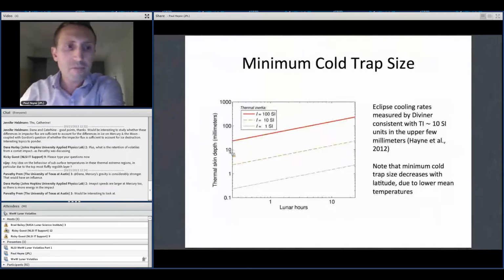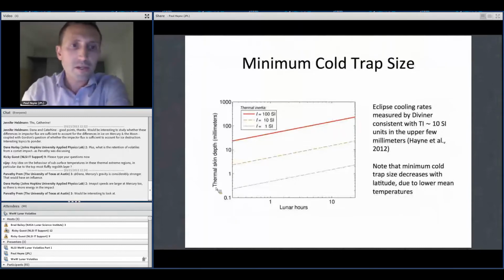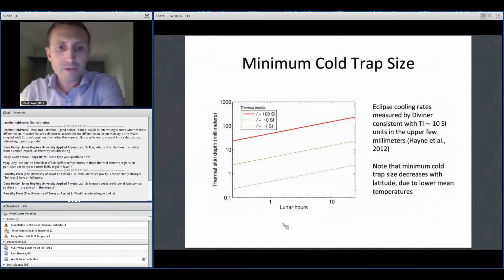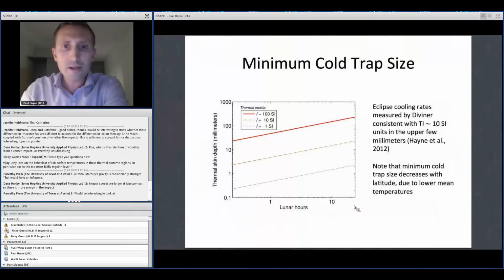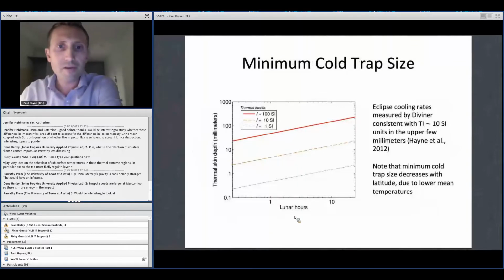So what scale are we actually looking at here? And what's plotted in this plot is the thermal skin depth over the course of different ranges of time. So the bottom axis here is lunar hours. So 24 hours is on the right-hand side. That's one lunar day. And the three different curves are different values of the thermal inertia of the regolith. So lower thermal inertia means less consolidated, more insulating material. And so what we've done is we've taken eclipse cooling measurements with Diviner and just watched how the lunar surface cools over the course of the eclipse.